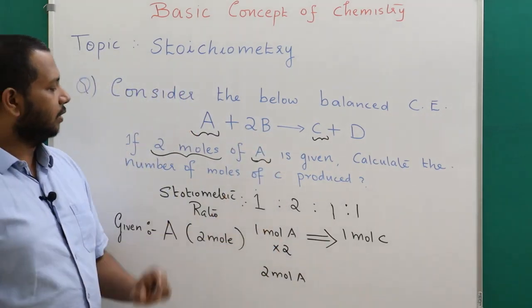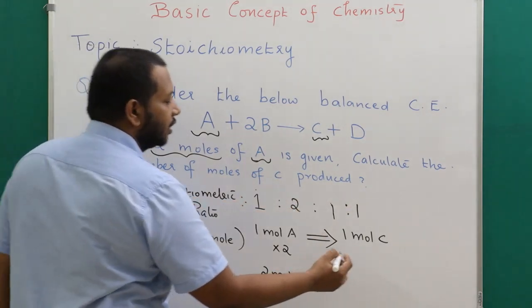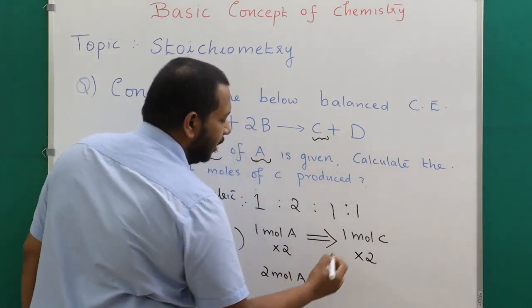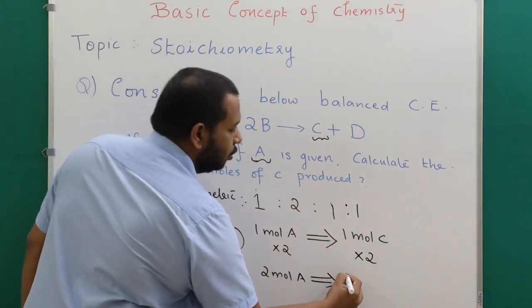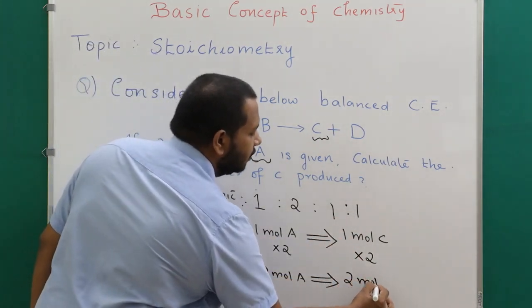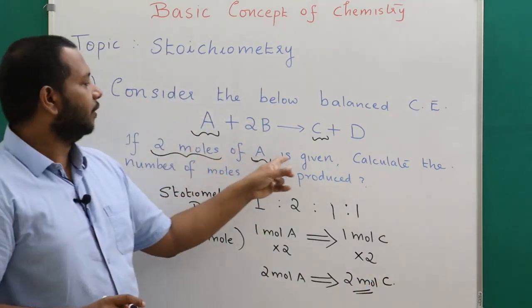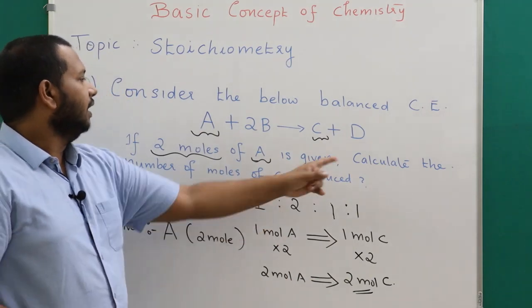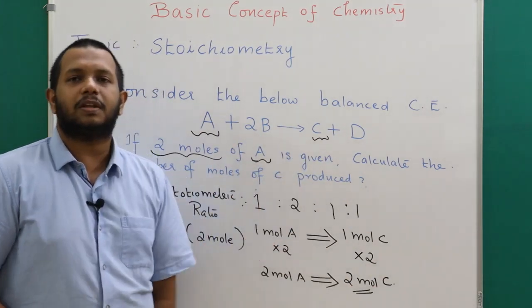So if you are multiplying on the LHS with the 2, what you need to do? Do the same thing on the RHS. So I can say 2 mole of A can give you 2 mole C. So you got the answer. Question is, if 2 moles of A is given, calculate the number of moles of C produced. What will be the answer? 2 moles of C will be produced.